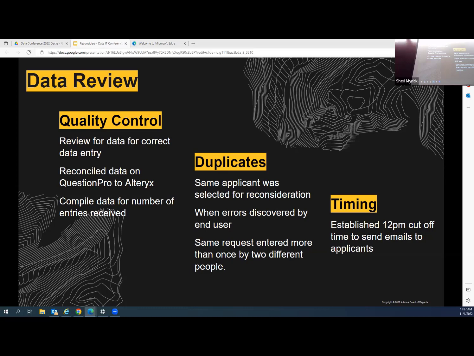And then timing too. We had no real project plan for this because it was just, okay, we've got to get this done yesterday. So we had a lot of trial and error on the timing. We finally established for this one a cutoff of 12 p.m. So if you had it in by 12, you were making it for that week's email. If not, it had to go to the next. And that helped with reconciling the data as well, because we had an exact cutoff point.